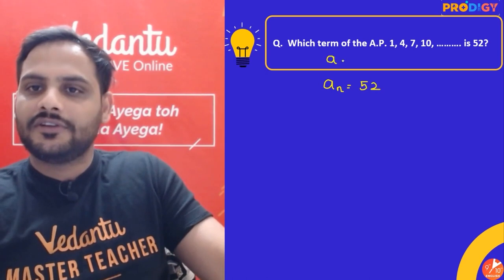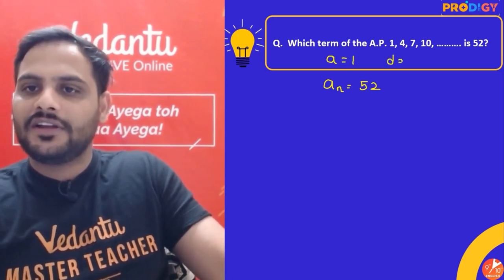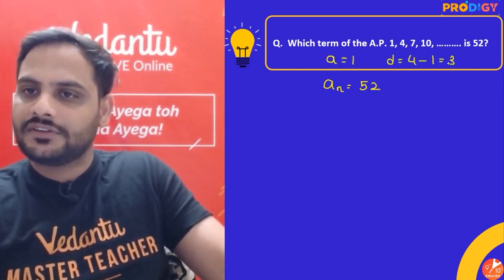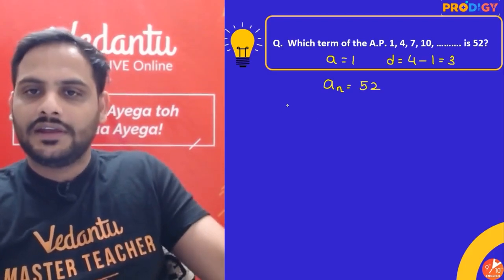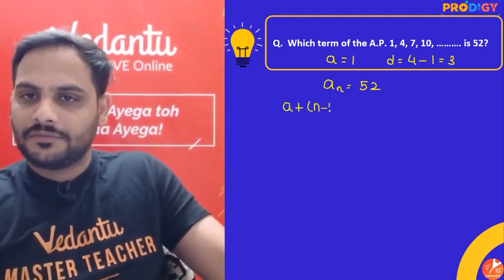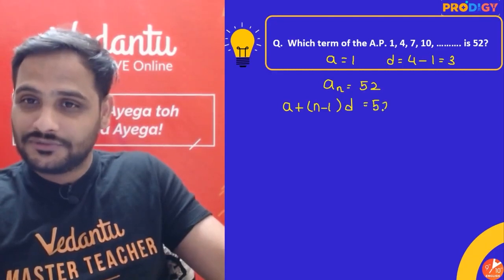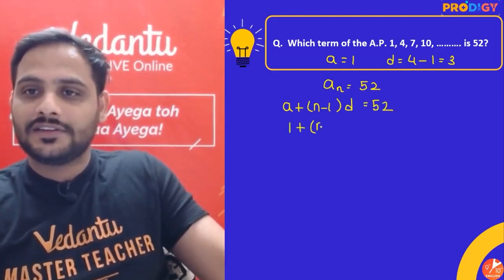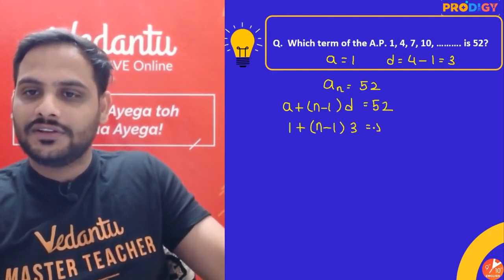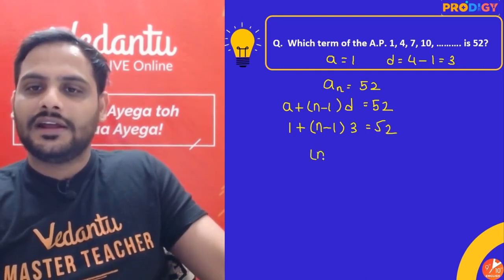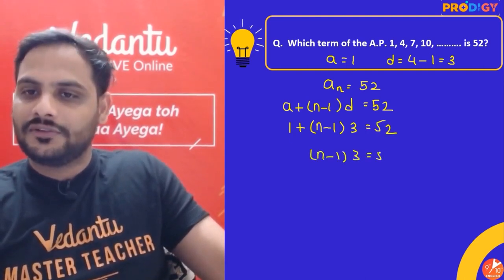Now for this AP, first term is 1. Common difference is second term minus the first term, which is 3. So I can say a plus (n minus 1) into d is equal to 52. So 1 plus (n minus 1) into 3 is 52. Shift 1 over there, (n minus 1) into 3 is 51.